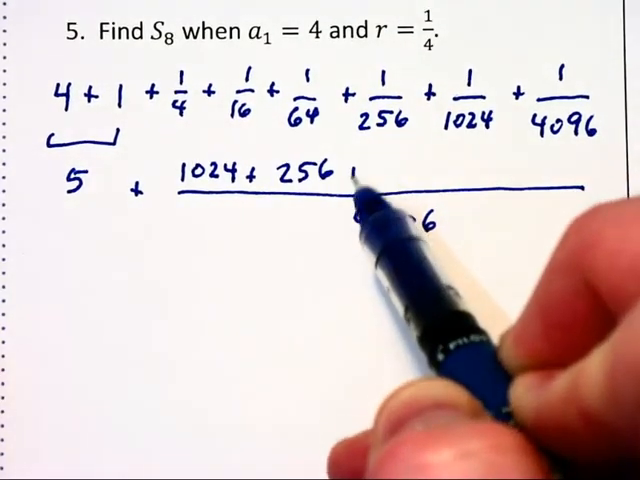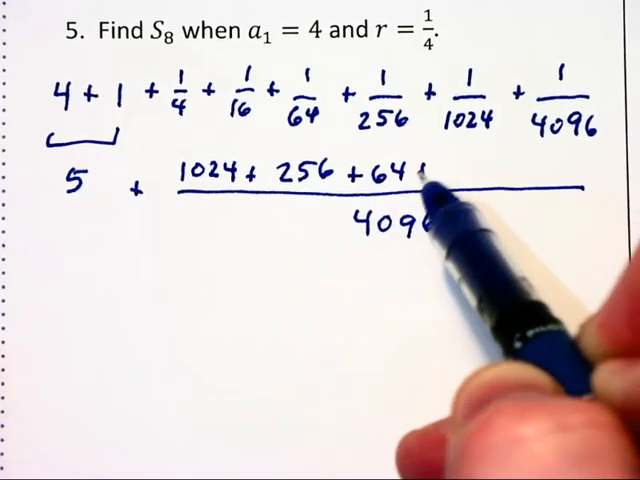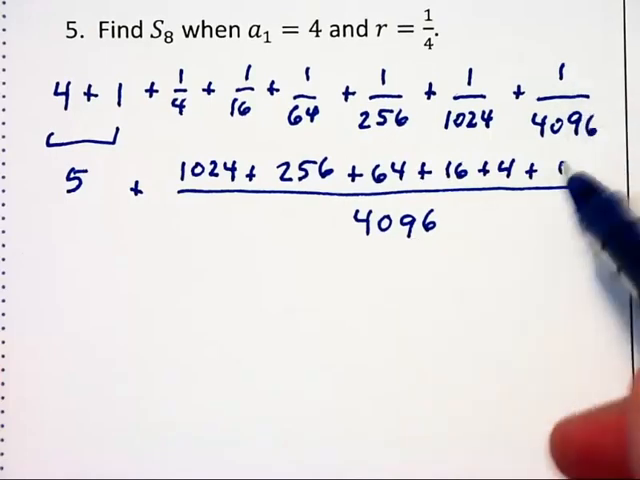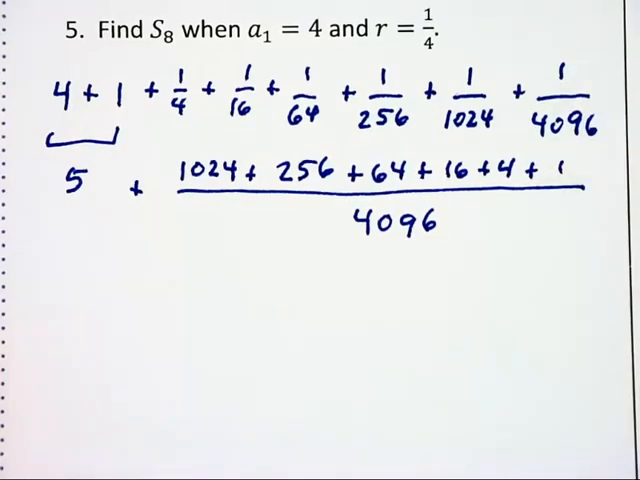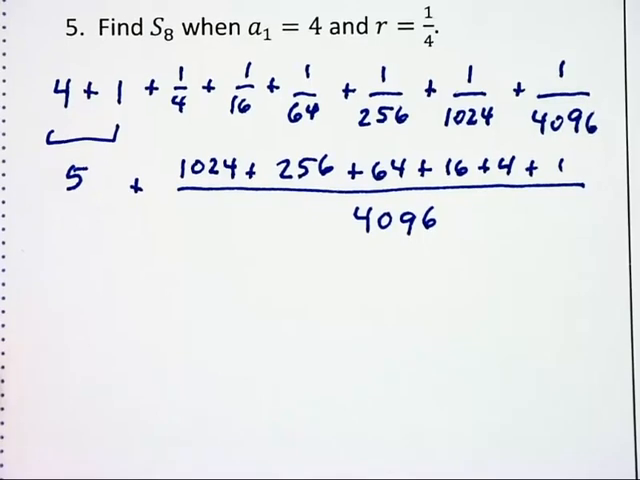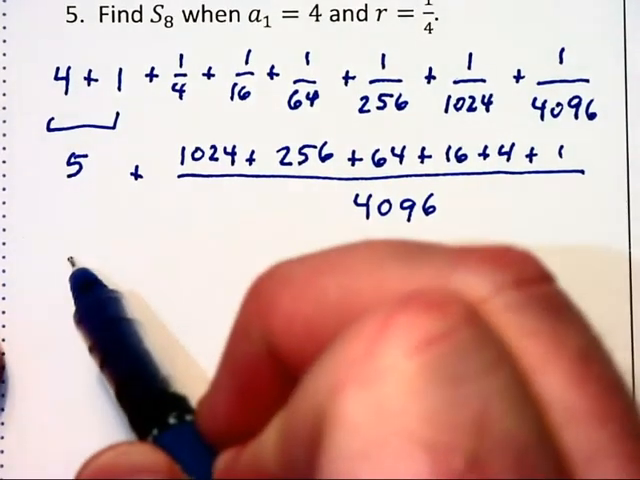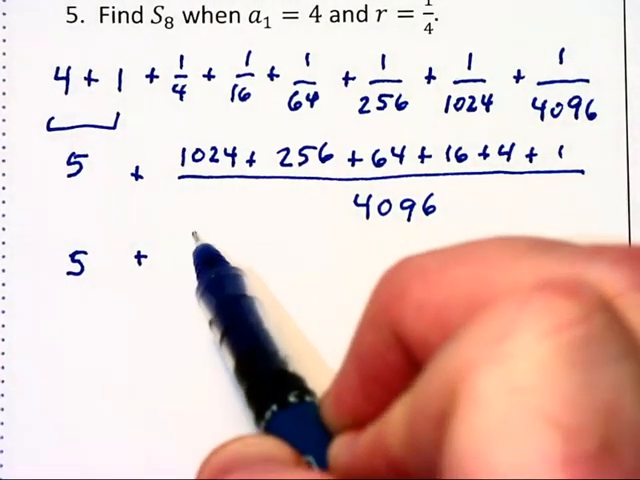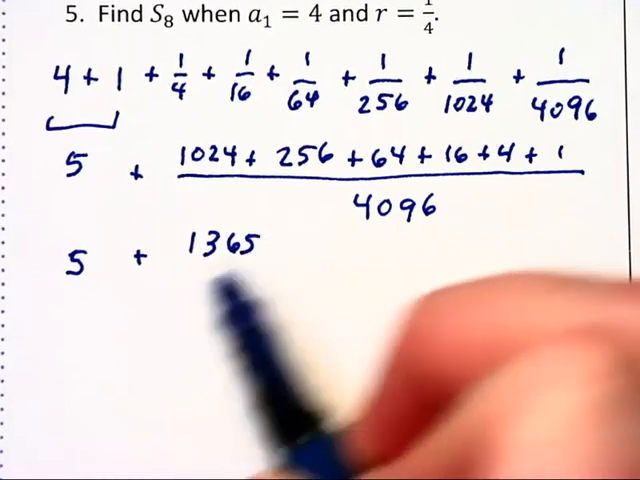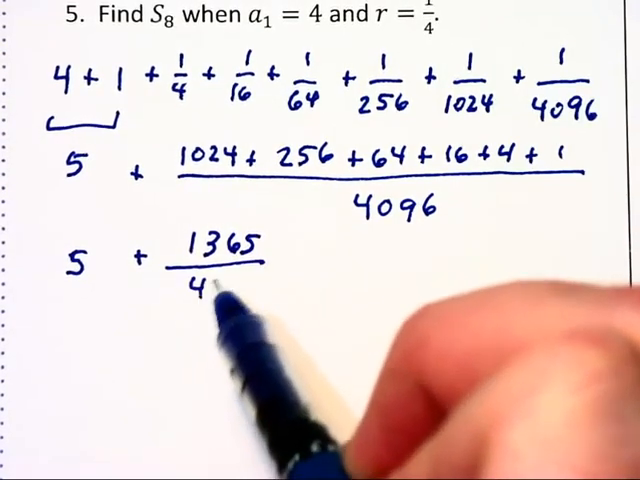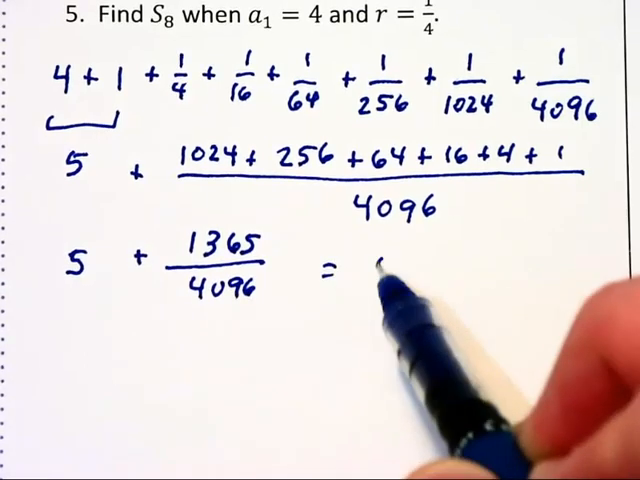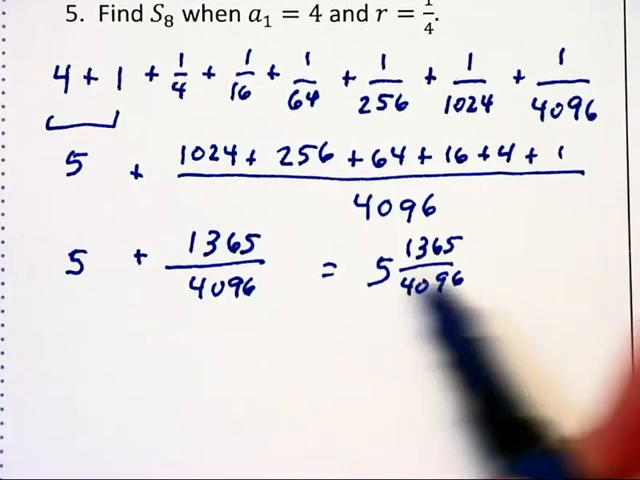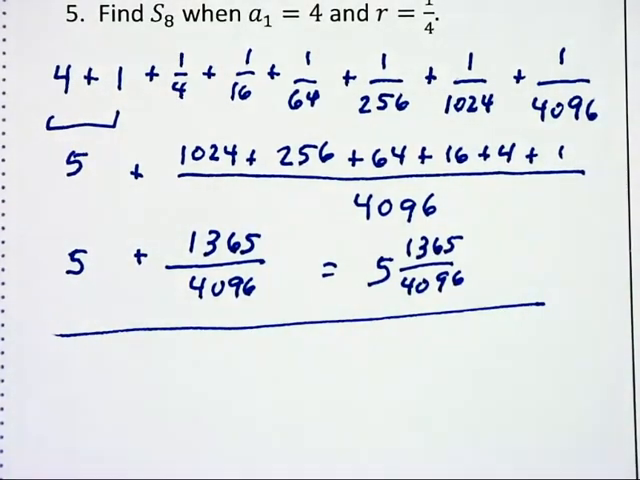And notice the pattern we're going to have in the numerator. It's the denominators from the line above, and then I need the 1 at the end because 1 over 4096 is that last term we're adding on. So here we go. We are going to have 5 plus, and this turns out to become 1365 over 4096. So we could just write this as 5 and 1365 4096ths.